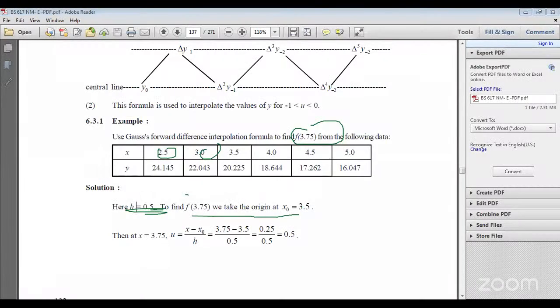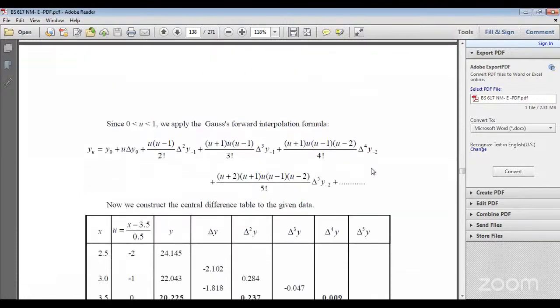At the origin we are taking x naught equal to 3.5 and x equal to 3.75. So u = (x - x naught) by h = (3.75 - 3.5) by 0.5. Here 3.5 is the minimum, so x naught is equal to 3.5. The result is 0.25 by 0.5, which is equal to 0.5 that I am taking here.